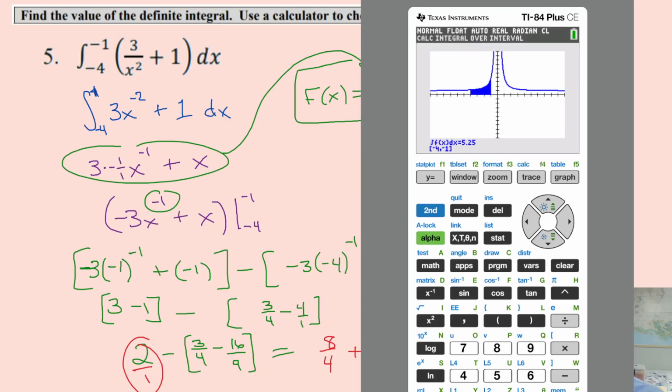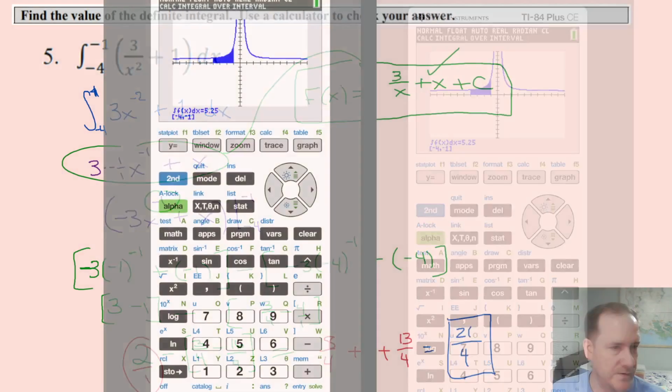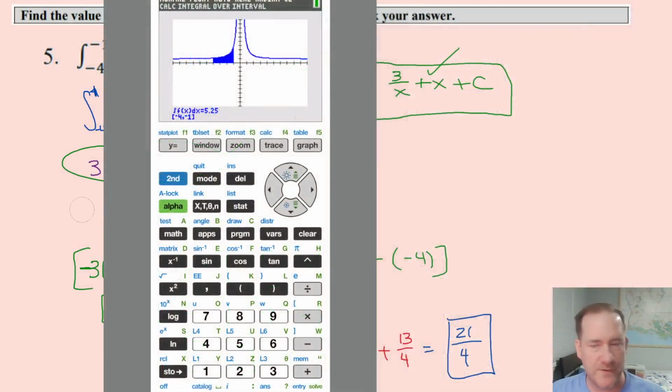Okay, could that possibly be 5.25? It could, because our answer was, if you forget, our answer was 21/4. See it right there, the 21/4. So 4 goes into 21 5 times, so you get a 5, with 1 left over. So it's definitely 5 1/4.